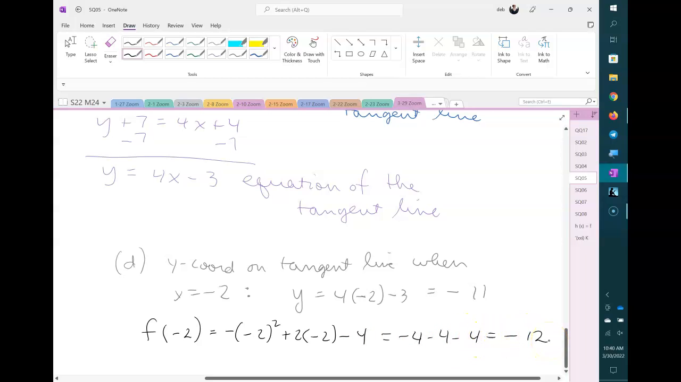Then I wanted you to compare those and see which one is larger, and then decide if that means that the derivative overestimates or underestimates. So let me know if you still have questions. I'll be happy to answer them.